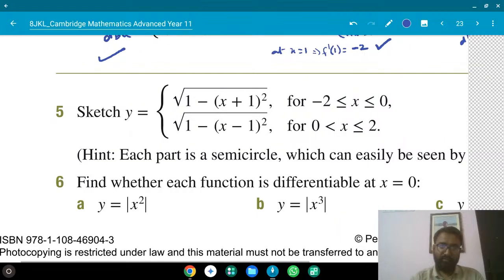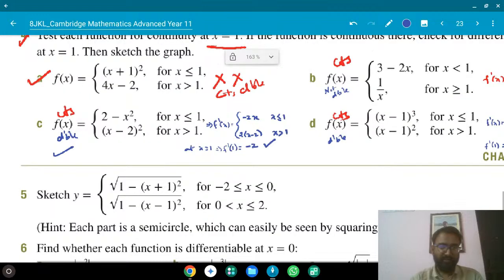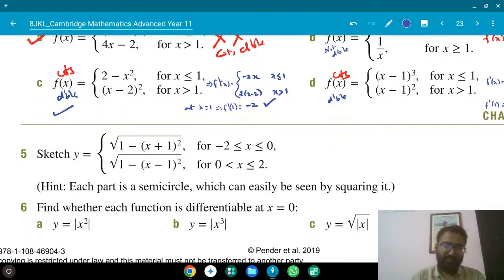So now it is a semicircle. I know this equation. It is a semicircle. For x less than 1 it is one kind of circle, and for x greater than 1 it is another kind of circle. Okay, I want to plot this graph. How can we do this?